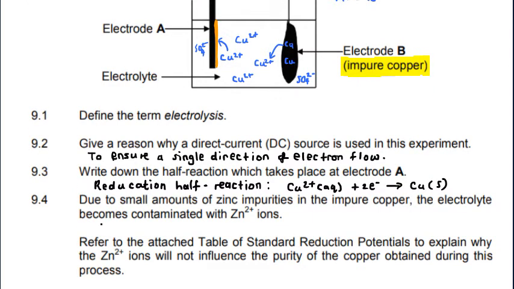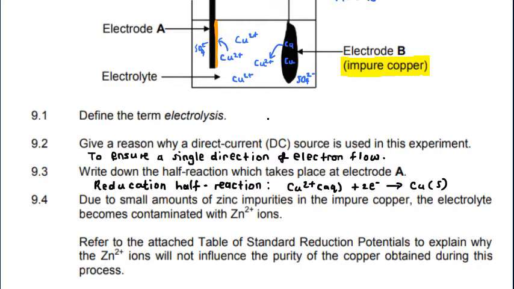Question 9.4 says: due to small amounts of zinc impurities in the impure copper, the electrolyte becomes contaminated with zinc 2+ ions. Refer to the attached table of standard reduction potentials to explain why zinc 2+ ions will not influence the purity of copper obtained during this process.